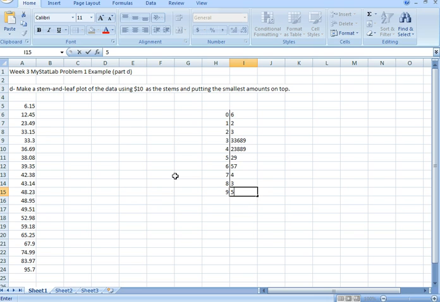So there is a little add-on, extra bonus coverage there for Week 3 MyStatLab Problem 1 example, Part D.